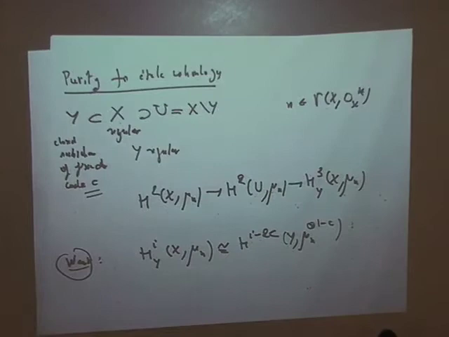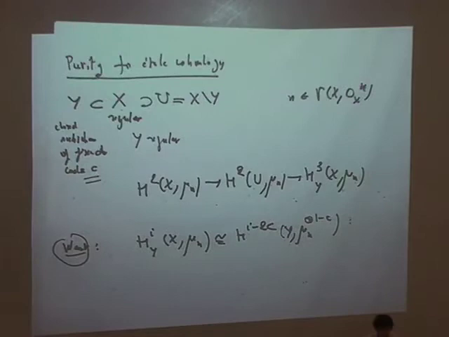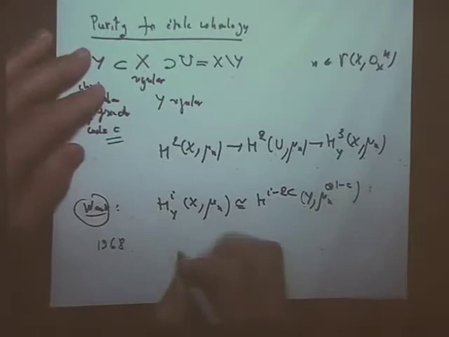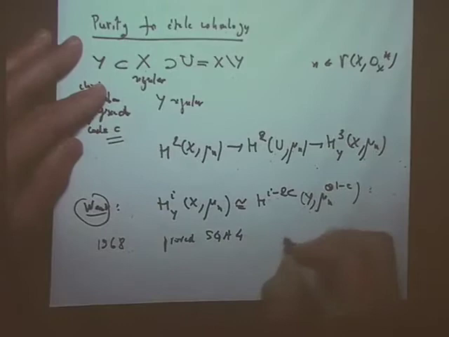And this is something which, at the time when Grothendieck wrote his talks on the Brauer group, had been proved for smooth varieties over a field in SGA 4. So back in 1968, a favorable year, this was proved in SGA 4 for X over K, a smooth variety over a field.